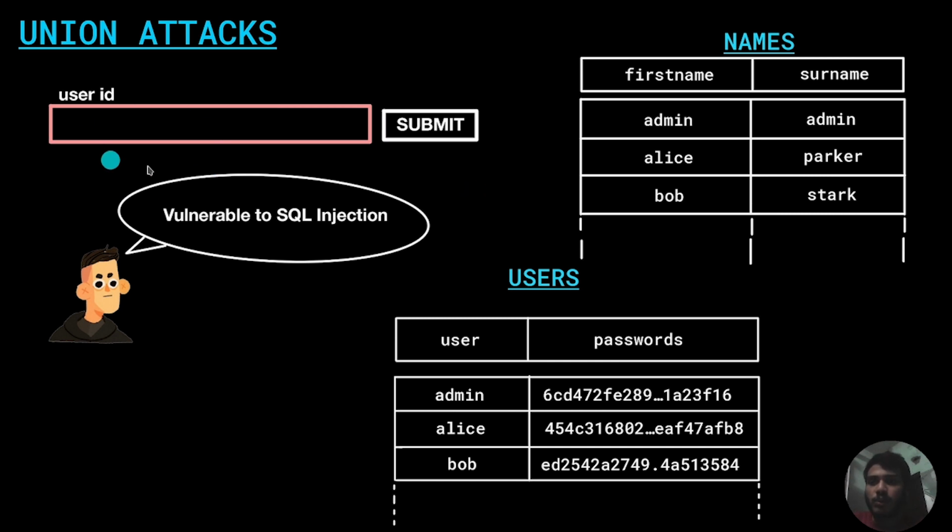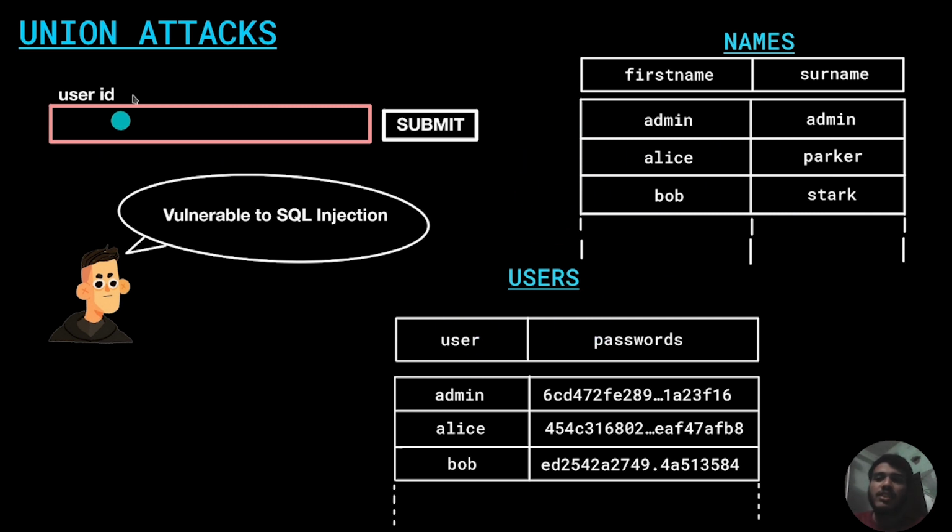In the DVWA, you saw that there was a user ID input field, and we were giving input like 1, 2, 3, 4, 5, and we're injecting the SQL query in here. We have seen that it is vulnerable to SQL injection. In the database, there are two tables, namely names and users. In names, there are two columns, the first name and the surname. And in users, we have two columns, the user and the password.